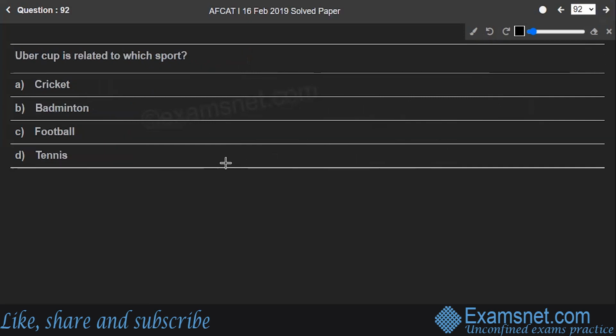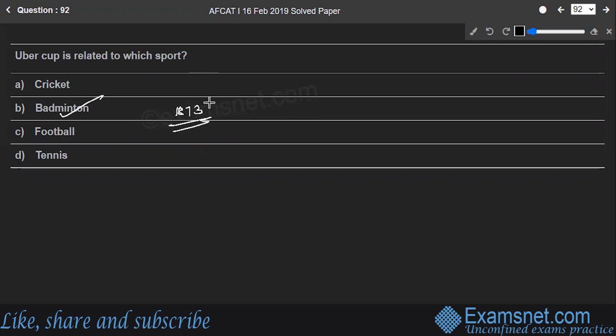Next is question number 92. Uber Cup is related to which sport? Is it cricket, badminton, football, or tennis? Well, Uber Cup is related to badminton. The game is named for Badminton, the country estate of Dukes of Beaufort in Gloucestershire, England, where it was first played in about 1873.